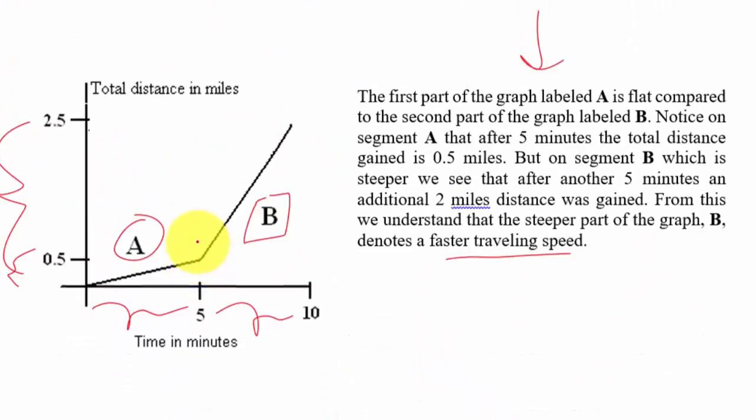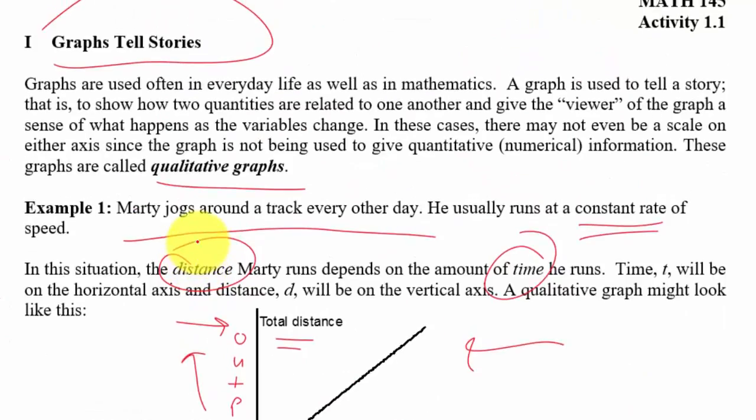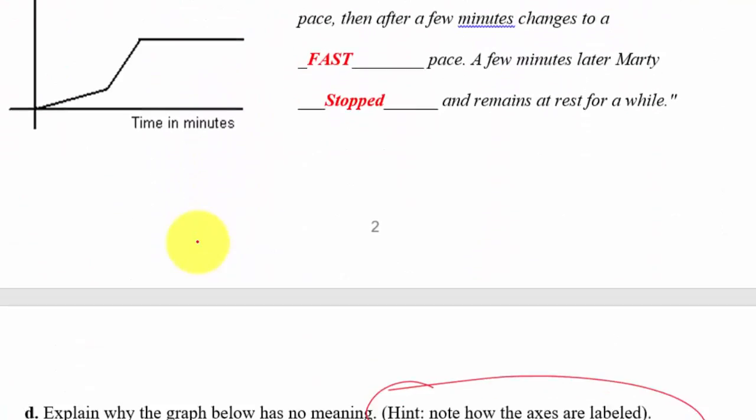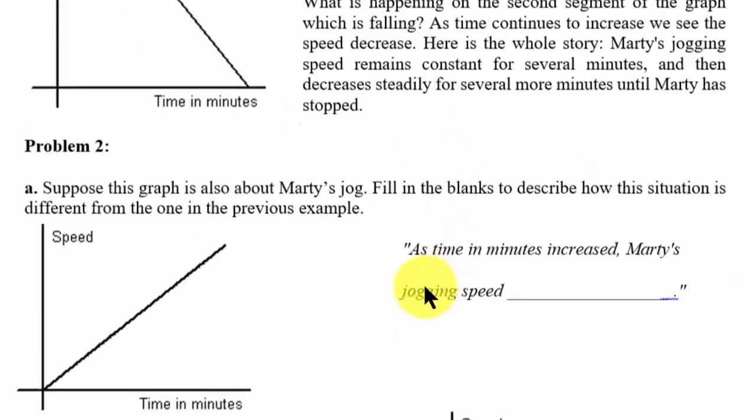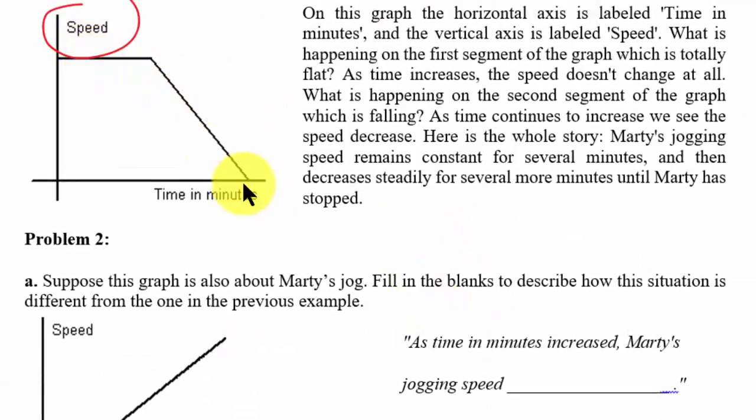Let's see if I can find it quickly. Somewhere, bear with me. Here we go, right? Part D, right? The total distance was not allowed to decrease, right? Because we just add up our distance to get a cumulative distance, right? So total distance is not allowed to decrease, but the speed, yeah, we're allowed to decrease our speed, okay?